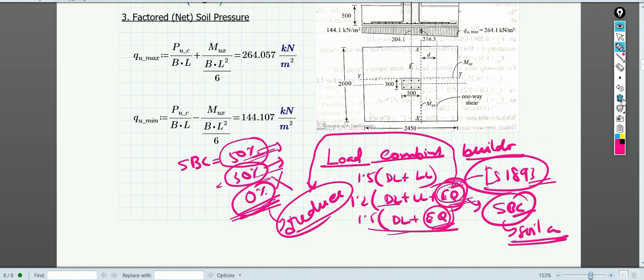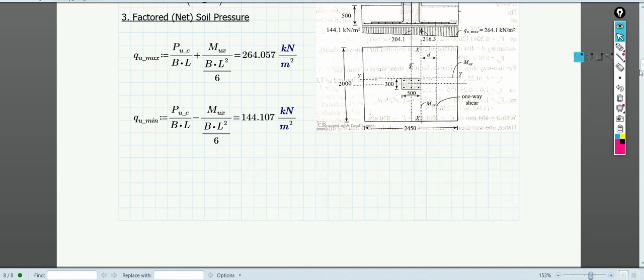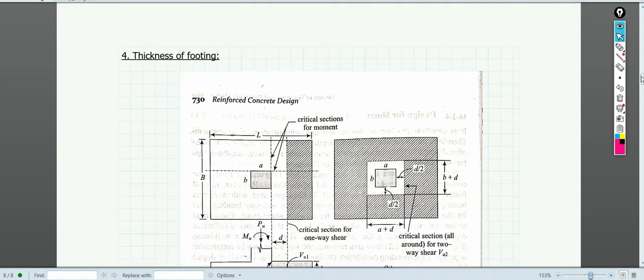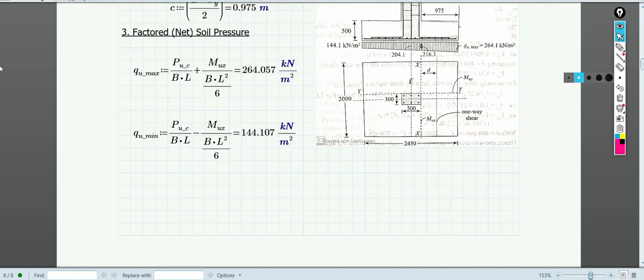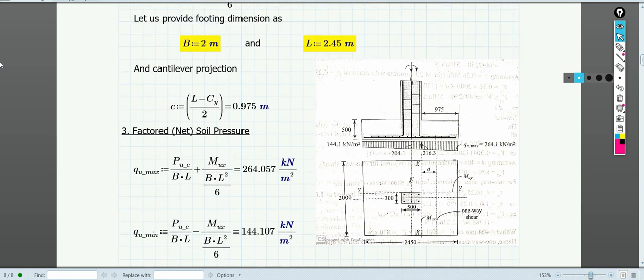Okay, then let's go for the thickness of the footing. I think this part I will cover in the next class. For today's class, we have discussed how to dimension, how to find out the soil stresses, and how to find out the dimension of the footing. In the next class, we will go for how to find out the depth of the footing.